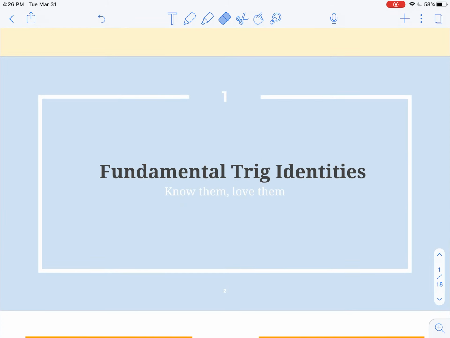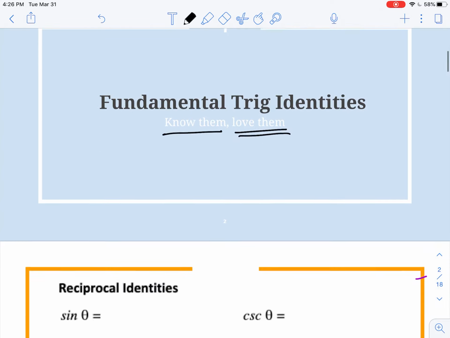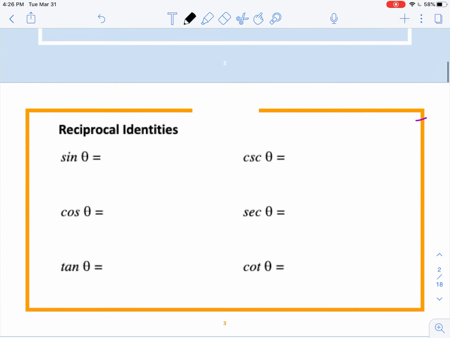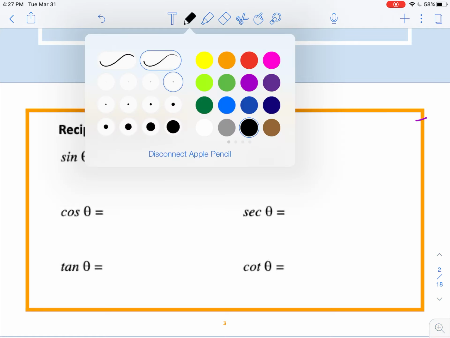All right, so these are what I would consider the fundamental trig identities, and I would really encourage you to know them and love them. They do come up very frequently, not just in pre-calculus, but also in Calc 1, also in Calc 2, and I want to make sure that you feel confident on these as you move forward. Okay, so let's do some refreshers.